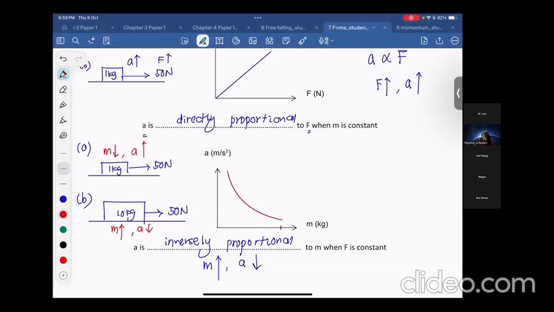Mass increase, let's say here is 10 kg. Acceleration is a very small value. So let's say 1 kg. Acceleration is big. So the graph will be a curve like this. Is that clear?